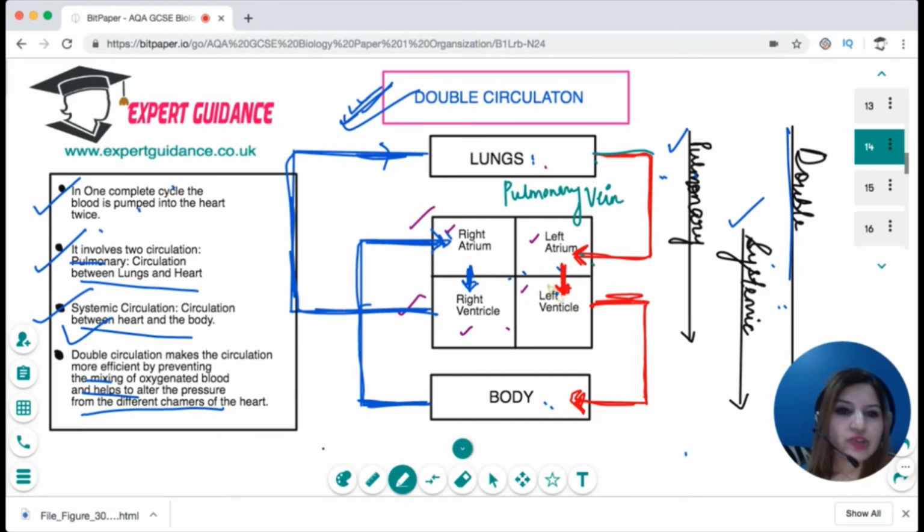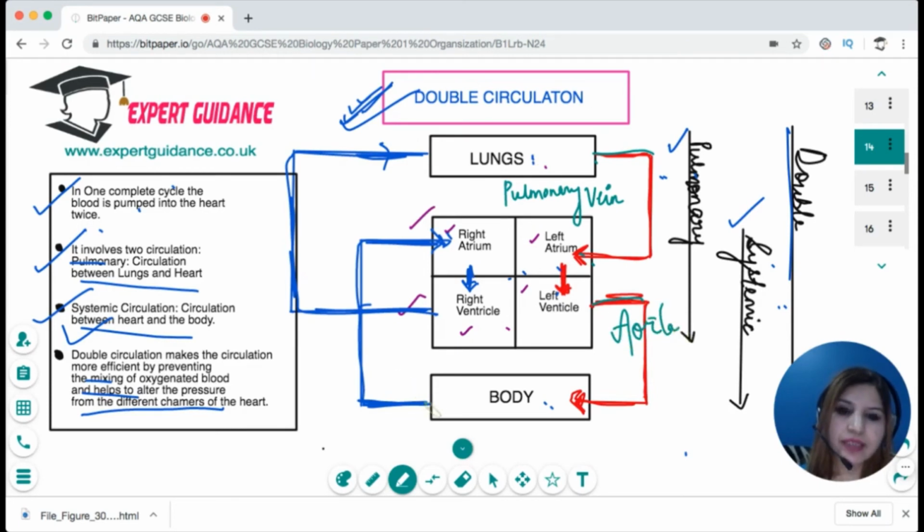Then it goes to the left ventricle, and then from the left ventricle, it goes to the body. So blood is going away from the heart. So this has to be an artery, and it has to be the largest artery, as it is doing the most difficult task of sending the blood to all parts of the body. So this is the aorta, which is our largest artery.